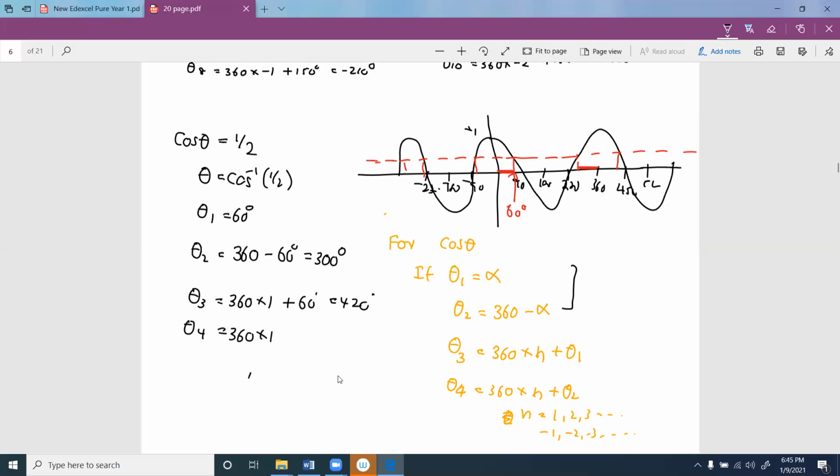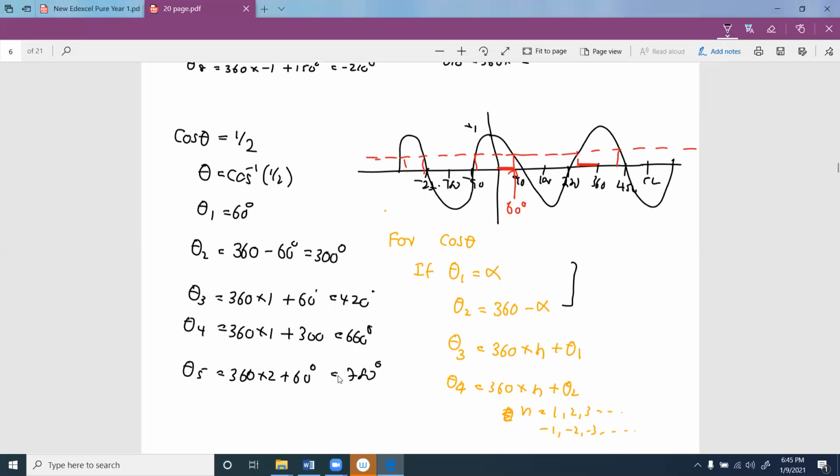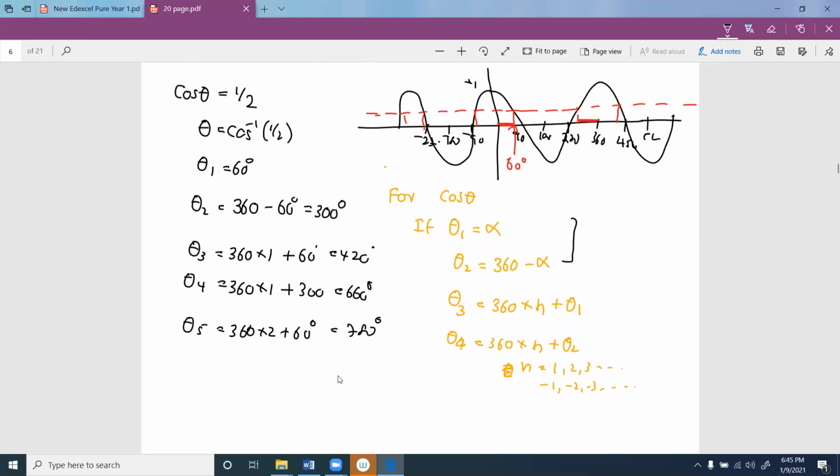360 into 1 plus the second angle, 300, that is 660. Right. If you want to go further, 360 into 2 plus the first angle, that is 720, 780, right? Then you can go a little bit further. Theta 6 is equal to 360 into 2 plus the second angle. That turns out to be 720, 1020.